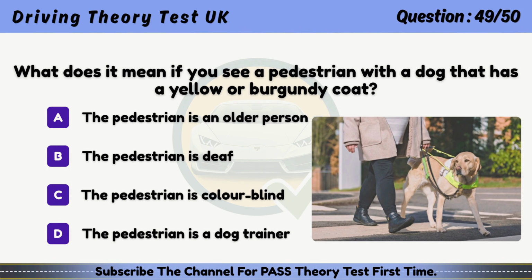Question 49. What does it mean if you see a pedestrian with a dog that has a yellow or burgundy coat? Option A. The pedestrian is an older person. B. The pedestrian is deaf. C. The pedestrian is colorblind. D. The pedestrian is a dog trainer.